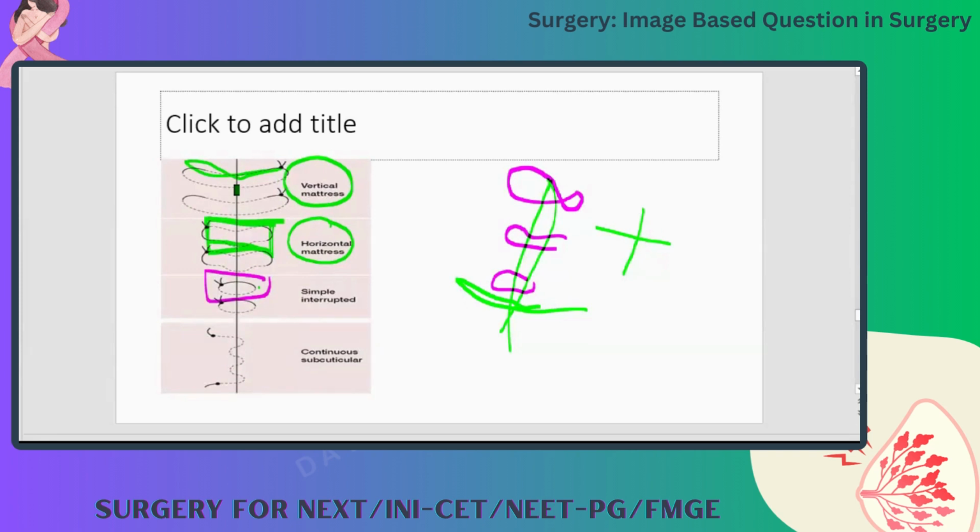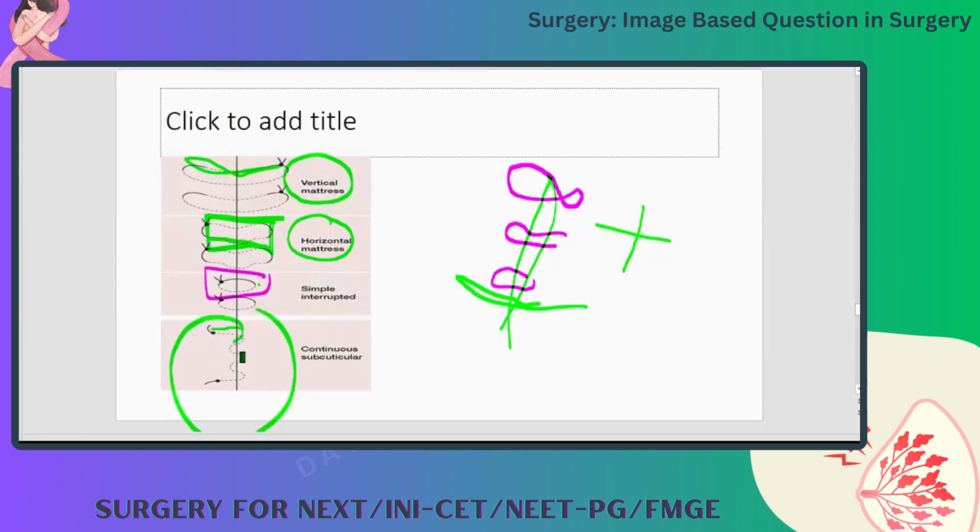Vertical mattress. What is vertical mattress? What is horizontal mattress? What is simple interrupted? What is continuous? Only 4 sutures we have. Interrupted suture or continuous suture. See this last one. It is continuous. From here it starts, it is going here. It is a continuous subcuticular suture. Here it is interrupted, simple suture. Here he is having 2 points in each, so it is a horizontal suture. Okay.